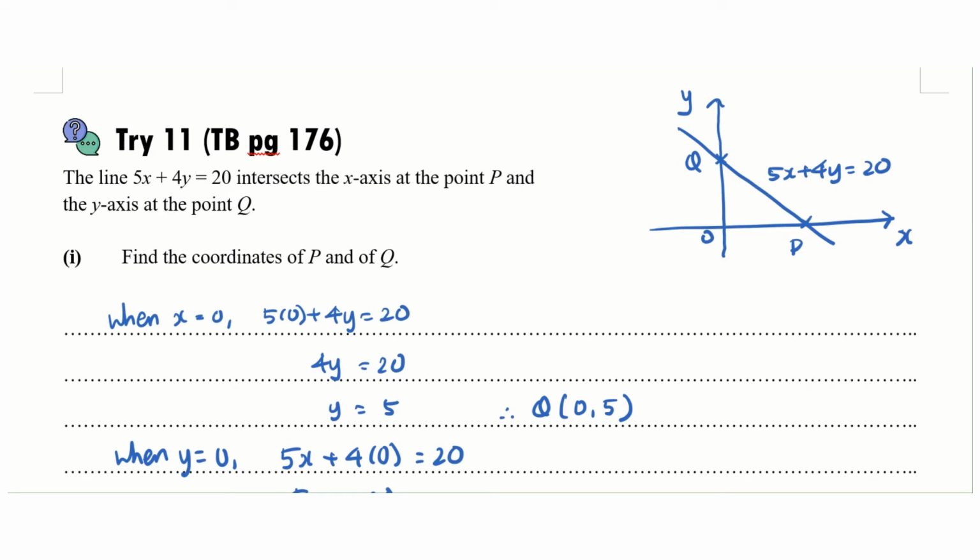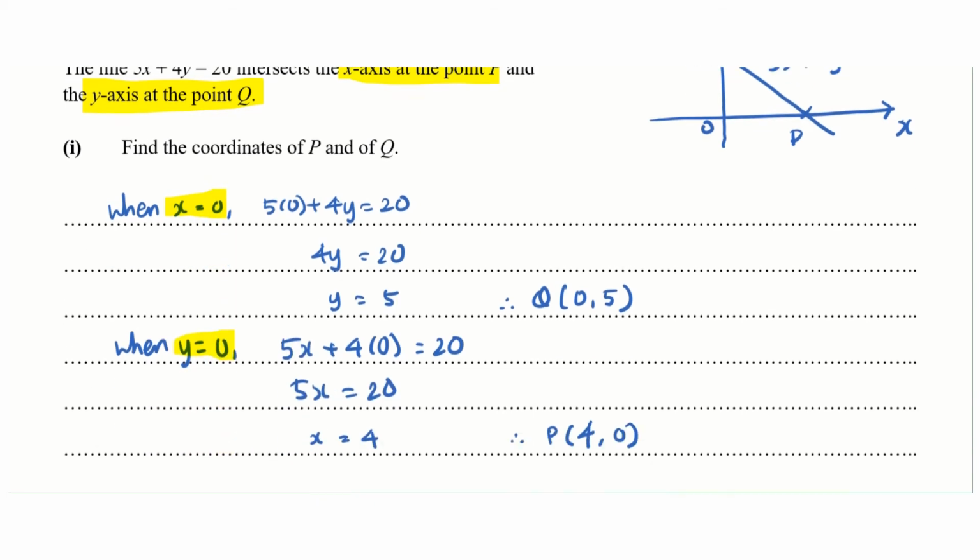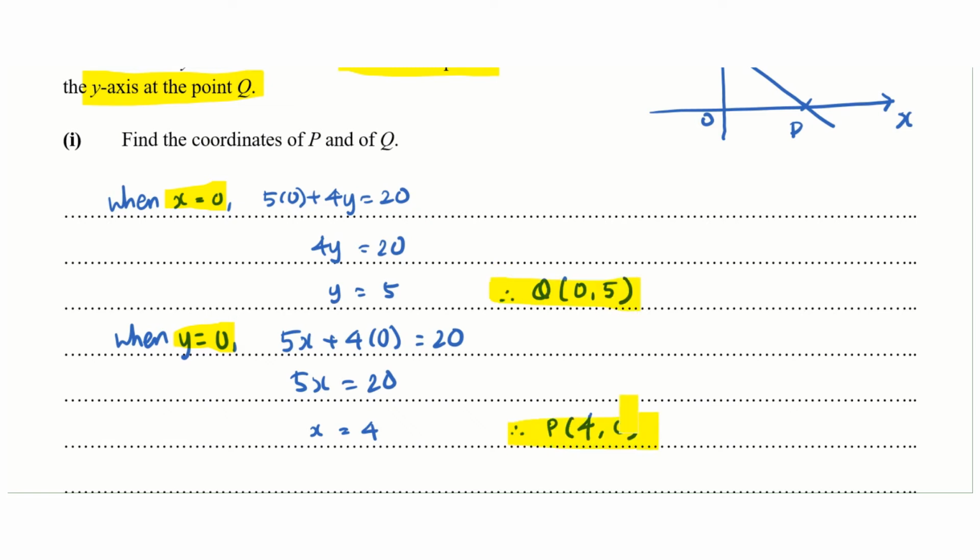Let us now take a look at some practice examples to work on those concepts. Taking a look at question try 11, we are given that the line 5x plus 4y equals 20 intersects the x-axis at the point P and the y-axis at the point Q. I drew a draft diagram on the right to aid me in visualizing the question. Since P intersects the x-axis and Q intersects the y-axis, we will just do straightforward substitution respectively, and we will get the coordinates of Q to be (0, 5) and P to be (4, 0).